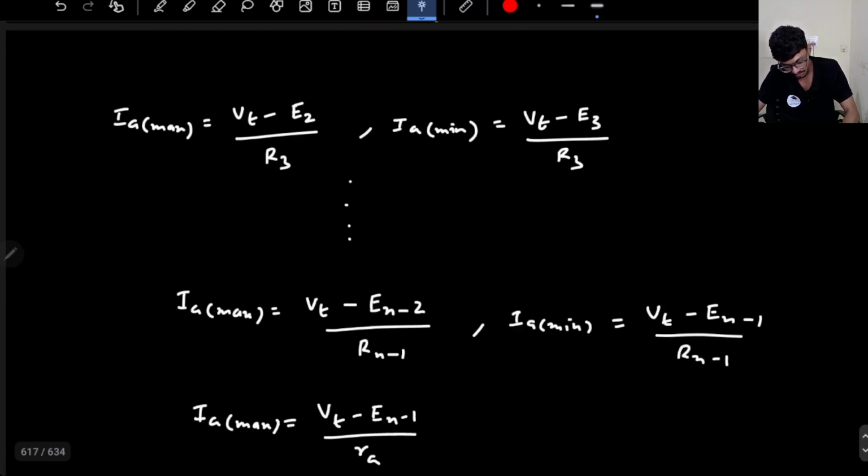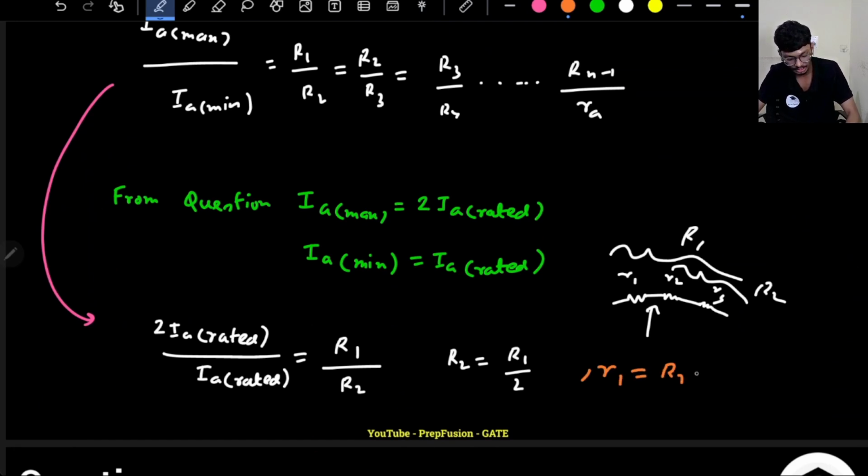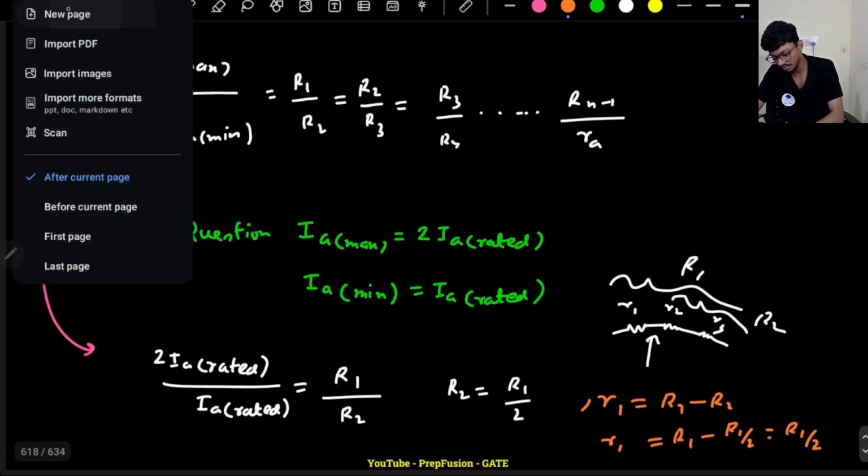So what is this value? This value, small r1, as everything is in series, will simply be capital R1 minus R2. Very simple, right? So I know what my capital R1 is, it is R1 only. I know what my capital R2 is, it is R1 divided by 2. So R1 divided by 2 will be the resistance that I need to cut out.